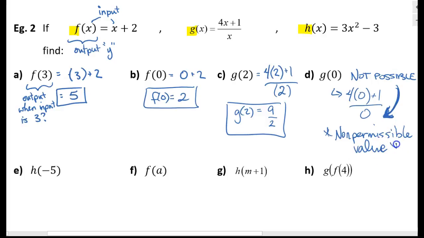And I'm giving you that language. It's going to show up in later units, so just kind of beware.